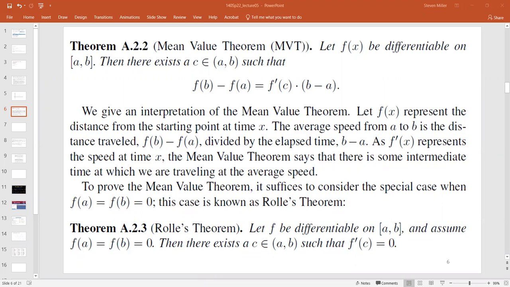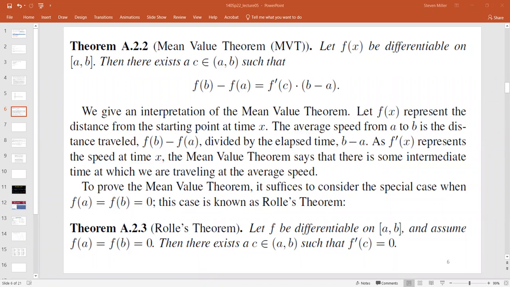Then you look at f of b minus f of a. You can interpret that as how far you've traveled in time from a to b. I start at f of a, I end at f of b, the distance traveled is f of b minus f of a. The time elapsed is b minus a.